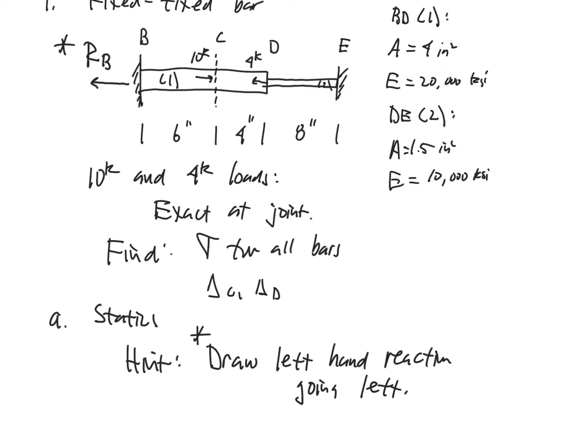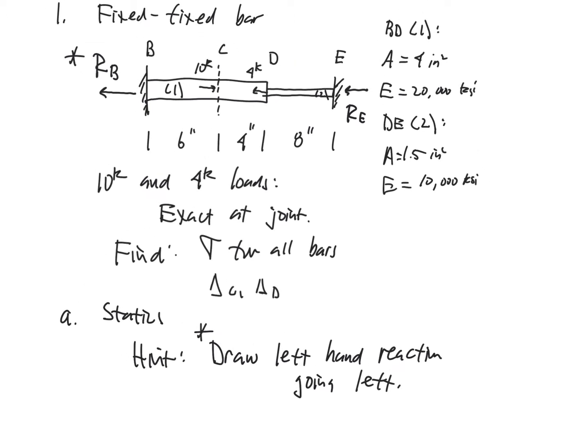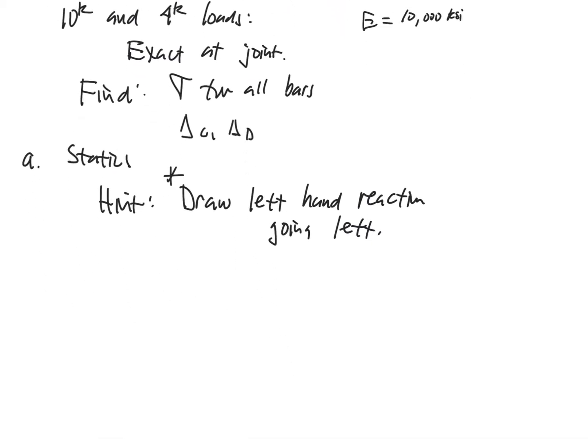Now, there is another reaction at E. This one I don't care about. You can draw it however you want. But for the purposes of this, I'll draw it also going to the left, and that would be the reaction at E. Now, the statics part you might think is just going to be global equilibrium, and that's partially true. So for the statics part, we're going to put a double arrow there, and there are two parts of statics.